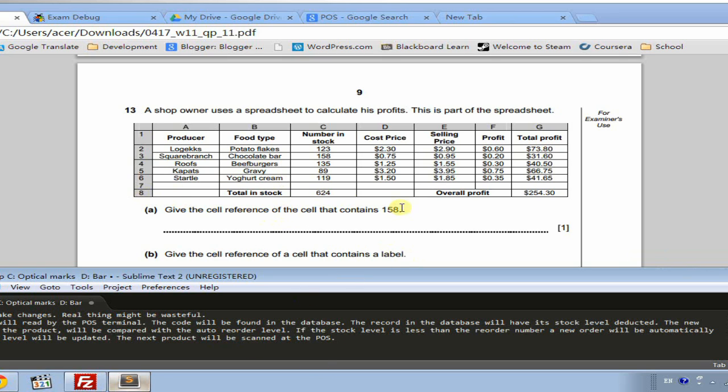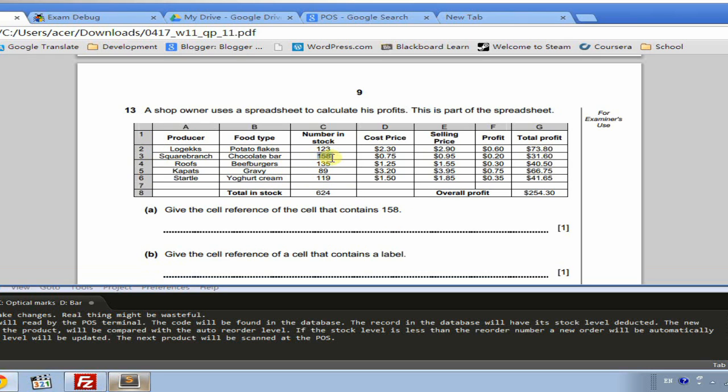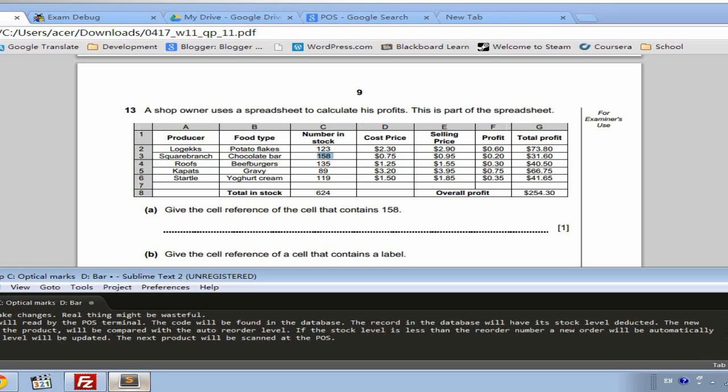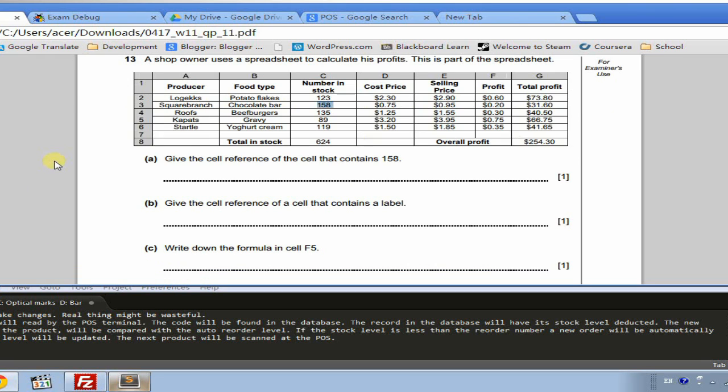Give a cell reference that contains 158. So a cell reference is simply the column and the row. So 158, let's find it. Okay, 158. So it's in cell reference C3. Okay. Again, easy enough, but it's knowledge questions, so you have to remember it basically.